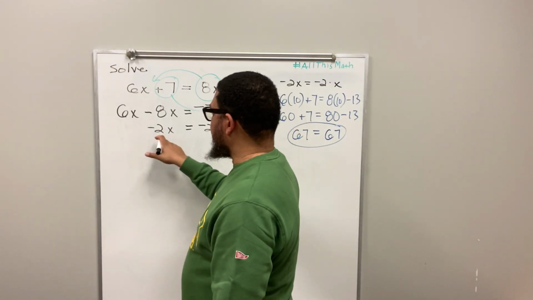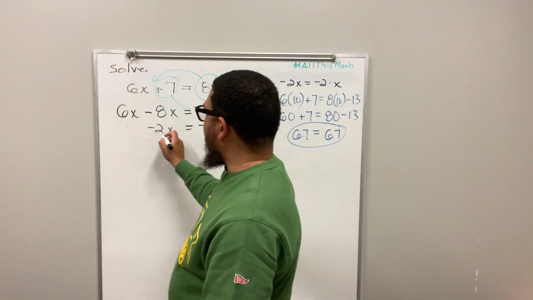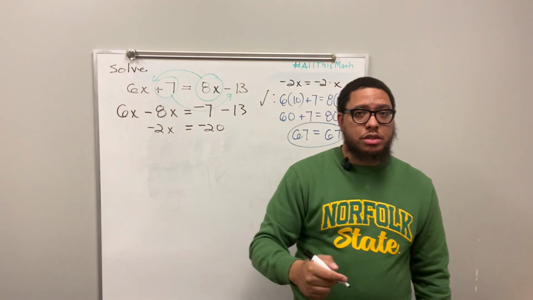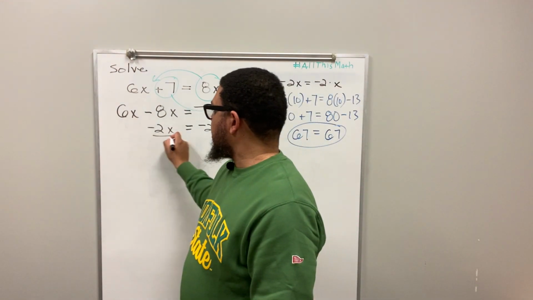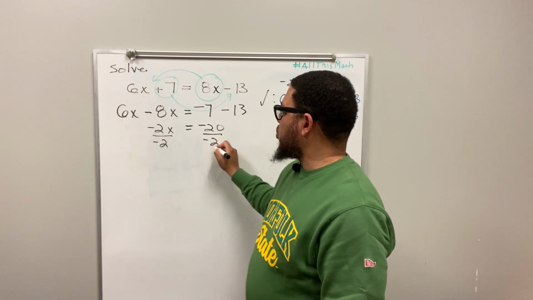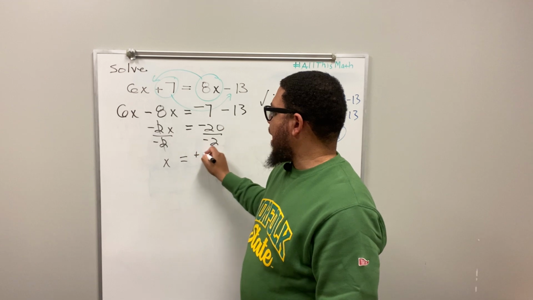So now I'm still trying to get rid of negative 2, just like I did in the last method. All right. So I have to do the opposite of negative 2 times x. The opposite of multiplication is division, right? So I'm going to divide by negative 2 on the left, and I'll also divide by negative 2 on the right. So now I've got x equals positive 10.